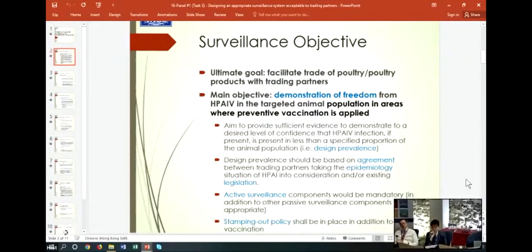In order to demonstrate disease freedom, active surveillance is a mandatory component in addition to any other passive surveillance components in place. For trade facilitation, a stamping out policy shall also be in place in addition to vaccination.